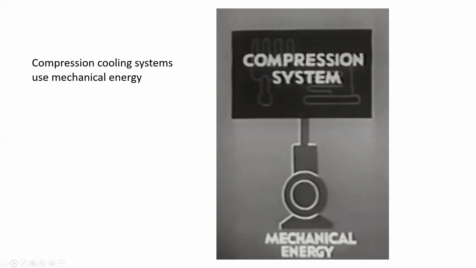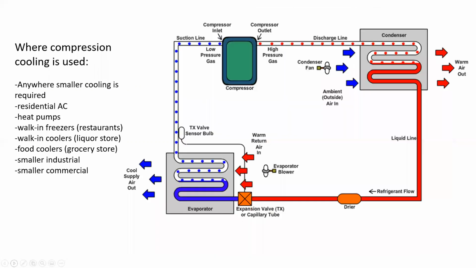When we're working with other types of cooling and refrigeration, we are typically working with a compression or evaporative cooling system, which uses mechanical energy in order to create the cooling. So where is compression cooling used? Well, anywhere a smaller cooling value is required than what we see in absorption. Residential AC units, heat pumps, walk-in freezers for restaurants, walk-in coolers for liquor stores, food coolers in grocery stores, small industrial, small commercial. And what it utilizes is mechanical energy in the form of a compressor.